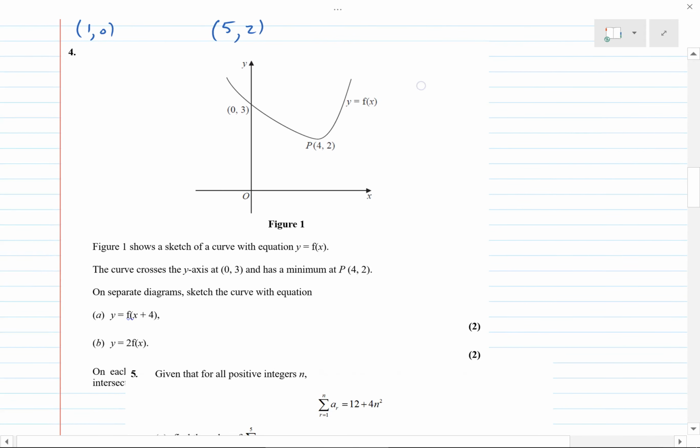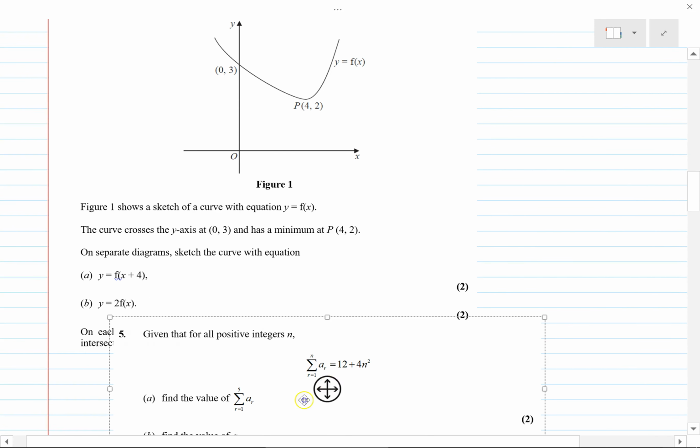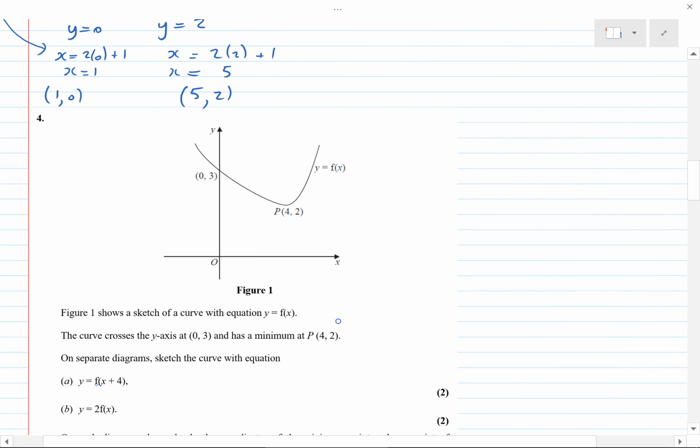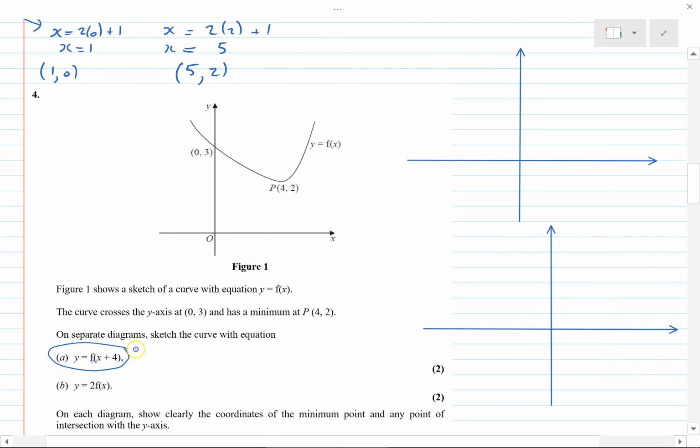Okay, question 4 is a sketching question. Let's move question 5 out of the way for a moment. Okay, let's just draw some axes and get this sorted. So looking at part A, this is a shift to the left, a horizontal shift if you like, by -2, by -4 even. Because it's inside, it goes in the opposite sense. Okay, so it's going to the left.